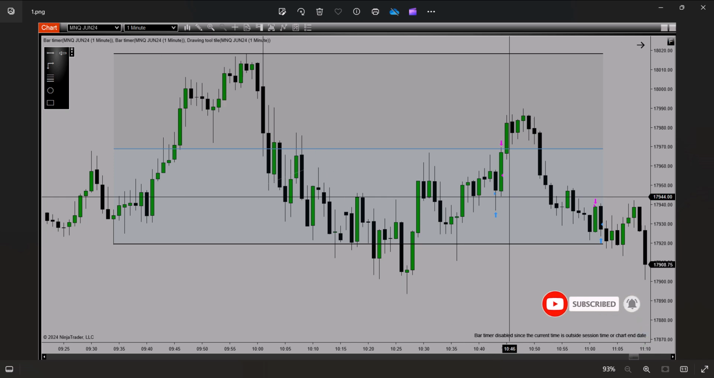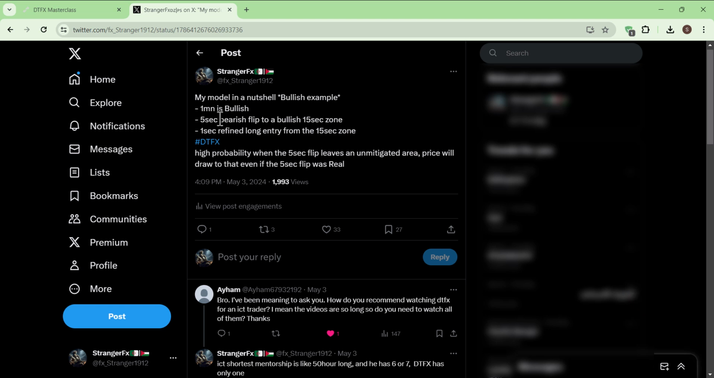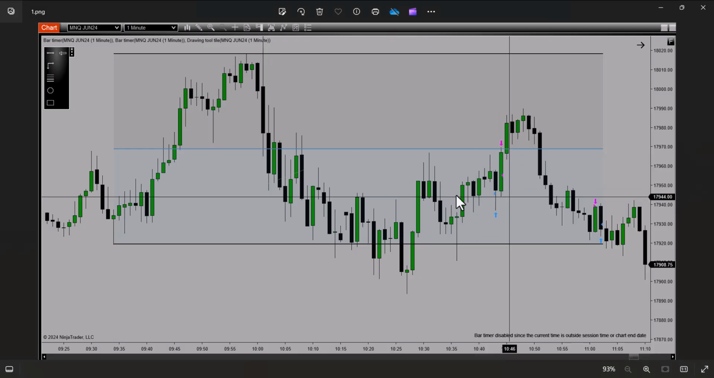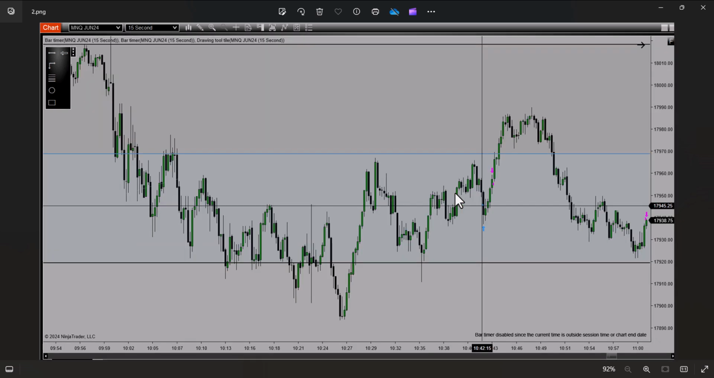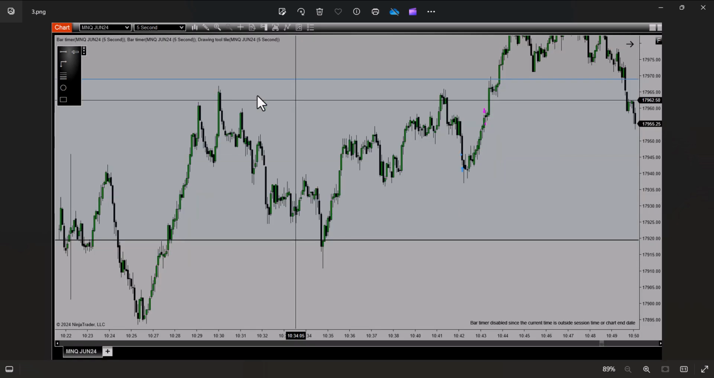Next, what do we need? So, 5-second bearish flip to a bullish 15-second zone. What do we mean by that? Let's go back into the chart and I'm going to show you. So this is the 15-second zone, the 15-second time frame, but let's go to the 5-second time frame first. So what do we have?